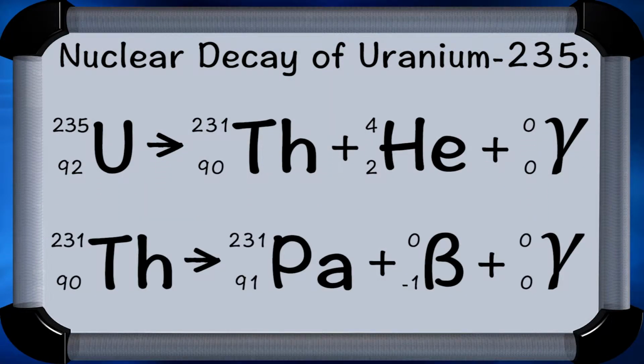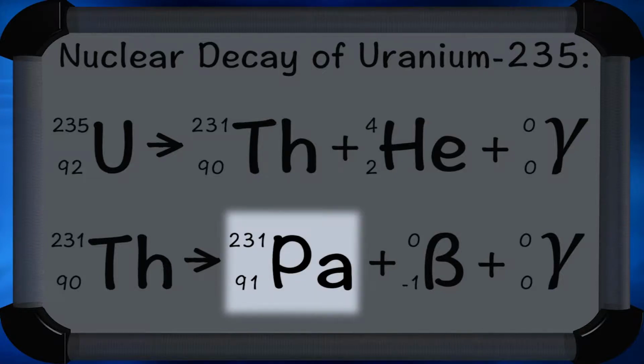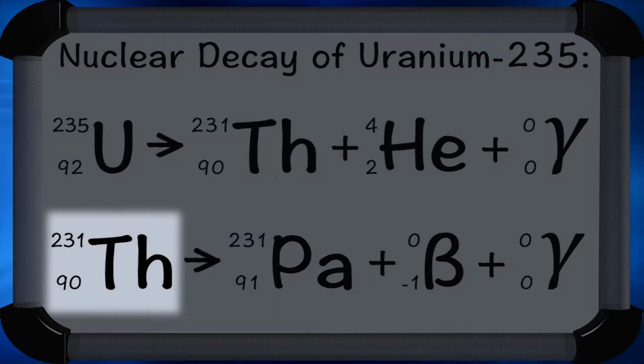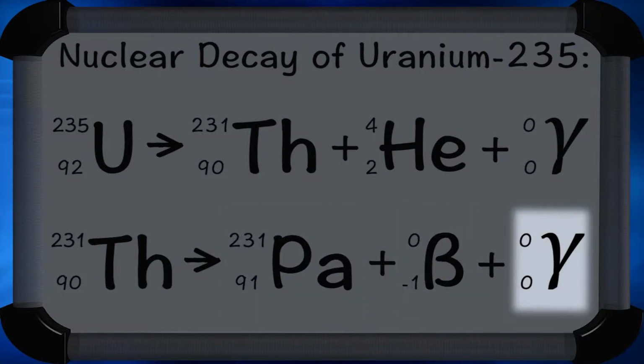Sure, but beta decay then causes 1 neutron to turn into a proton, so a proton is gained. That means the atomic number of the daughter nuclide becomes 91. Our periodic table tells us that element number 91 is protactinium, so we use the element symbol Pa. The thorium decayed into protactinium-231. We finished the equation by adding the symbols for a beta particle and gamma radiation.